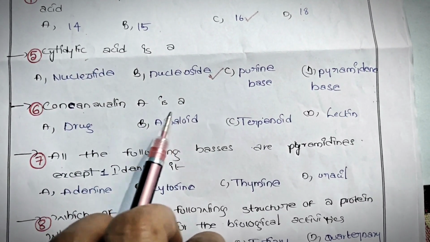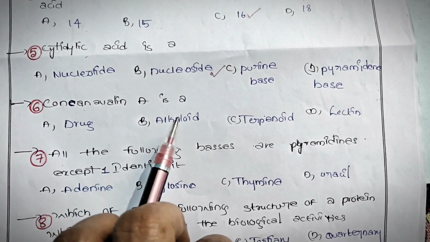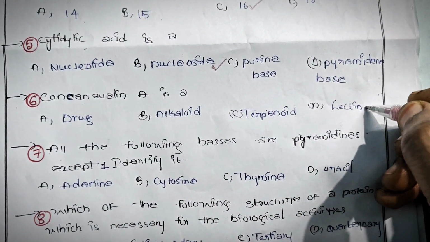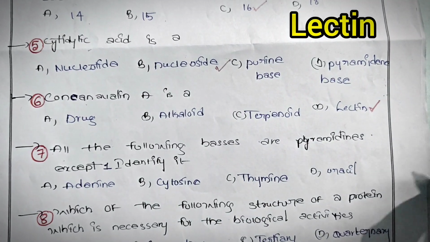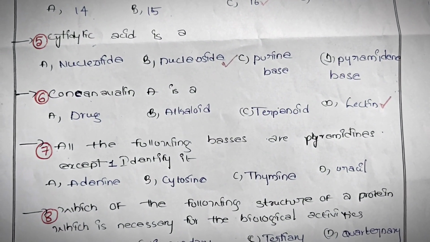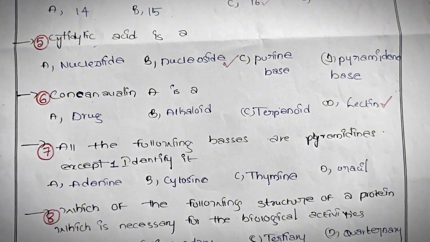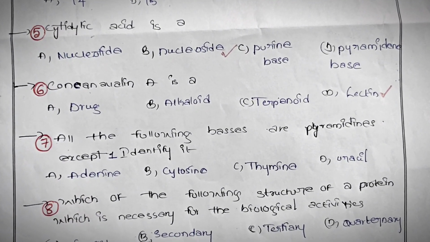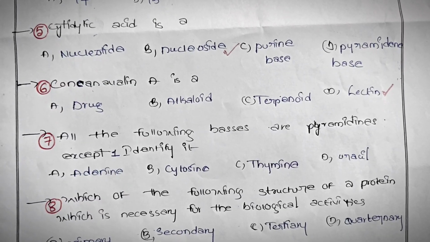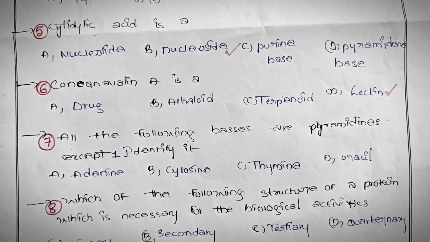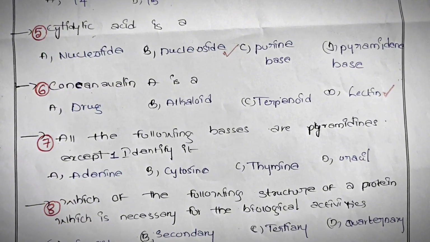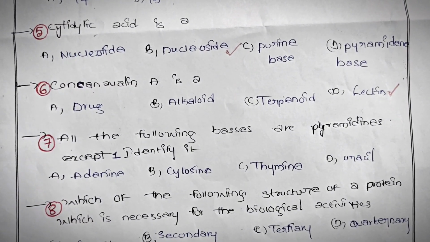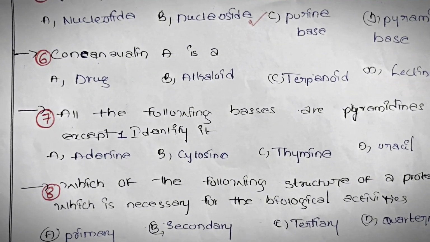Concanavalin is a, options are drug, alkaloid, terpenoid, lectin. The correct answer is lectin. So concanavalin A is a lectin. It is a carbohydrate binding protein that binds specifically to mannose and glucose residues. So concanavalin A is a lectin, nothing but a carbohydrate binding protein. Okay, so let's see the next question.